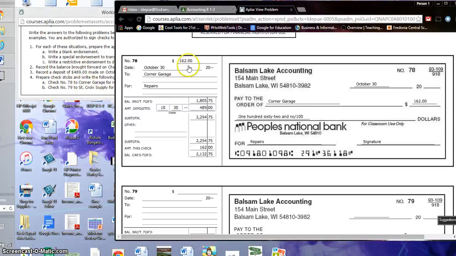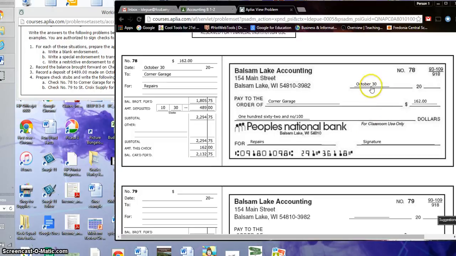All right, here's the first one completed. We first write our amount up here in the dollar sign, $162, the date, October 30th, paid to Corner Garage for repairs. Down here, amount this check is the $162. So if we're writing a check, we're taking money away from our account, so we have to subtract $2294.75 minus $162. Leaves us with $2132.75, and then we fill out our check.